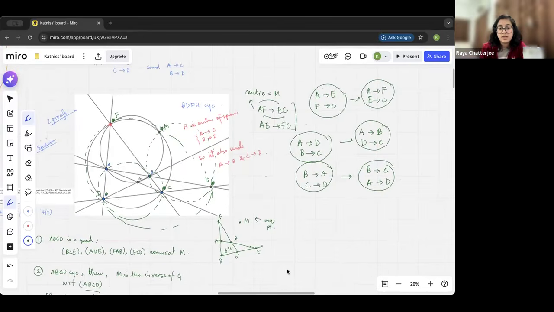So I'll just start with a couple of problems because we haven't done any problems till now. So I'll just do a problem that is very instructive in terms of learning Miquel and spiral similarity. I'll just paste it here. Give me one sec.